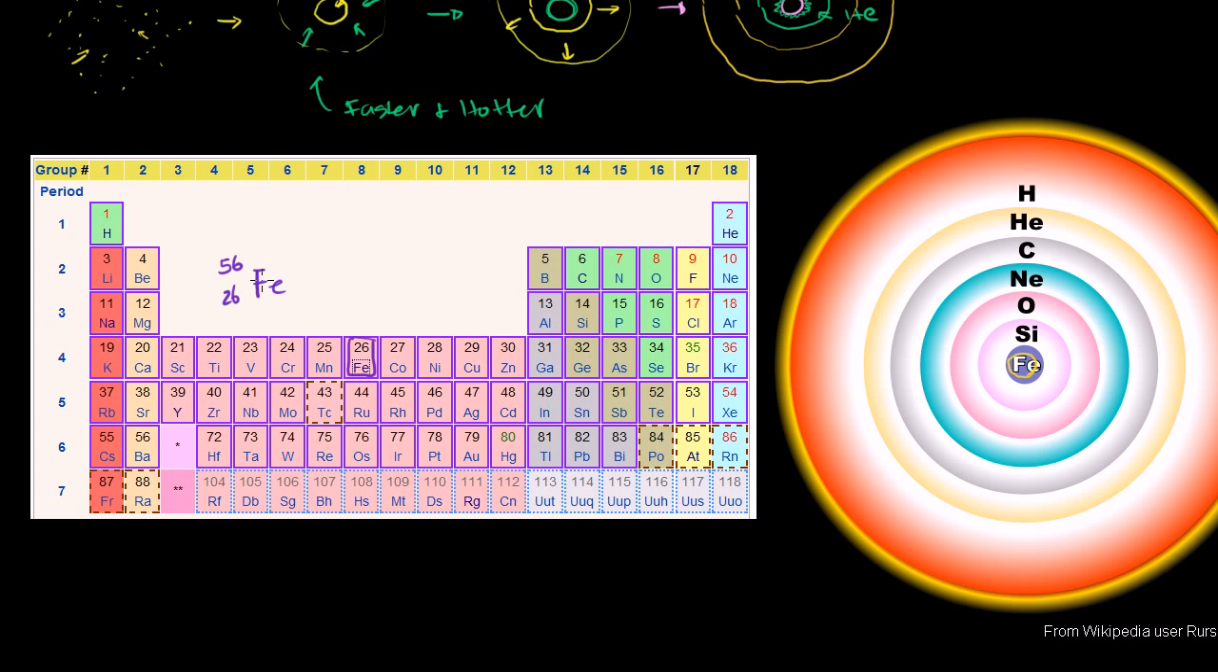But at this point, the reason why you stop here is that you cannot get energy by fusing iron. Fusing iron into heavier elements beyond iron actually requires energy. So it would actually be an endothermic process. So to fuse iron actually won't help support the core.